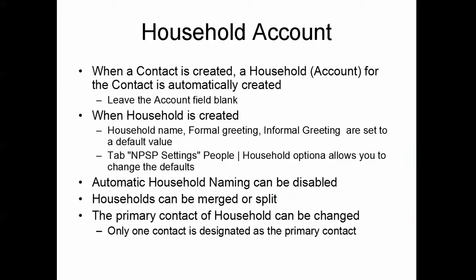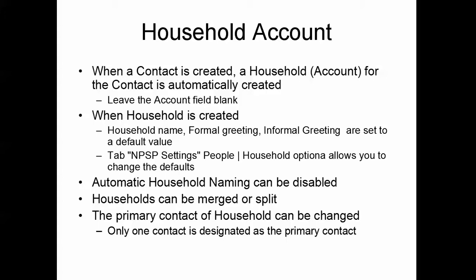The household account model is a powerful model, and it has a lot of inbuilt features which make the task of entering information about your members very easy. So for example, when a contact is created, the household is automatically created. We'll see that in a demo in a little while. Also, when a household is created, a household name, a formal greeting, and an informal greeting are all automatically set to a default value. These defaults can be changed by going to the NPSP settings tab. The people household option allows us to change these defaults.